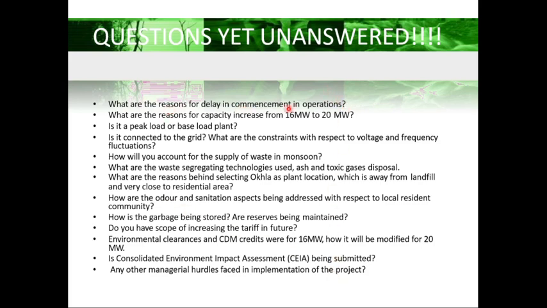What are the reasons for delay in commencement of operations? What are the reasons for capacity increase? Is it a peak load or base load plant? Is it connected to the grid? How will you account for the supply of waste in monsoon? What are the waste segregating technologies used? Are ash and toxic gases disposable? What are the reasons behind selecting Okhla as plant location, which is away from landfill?